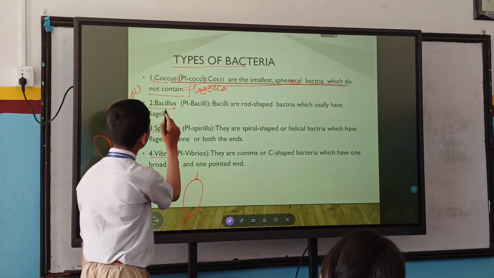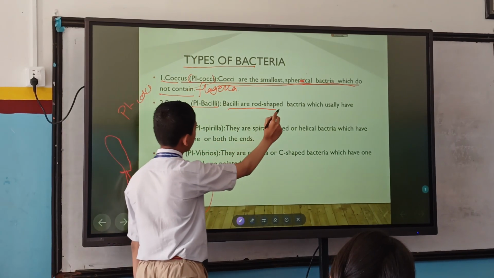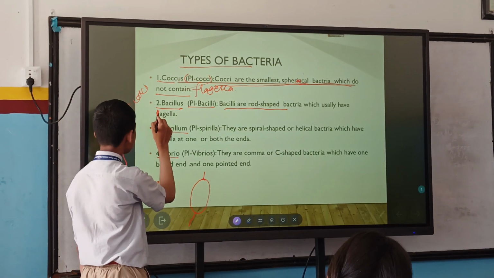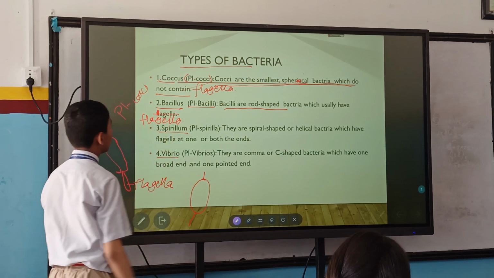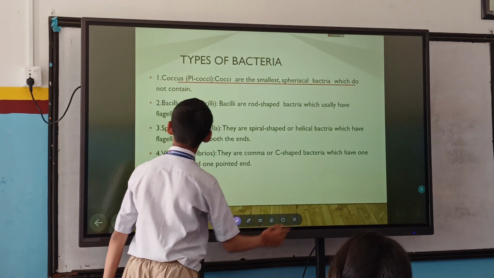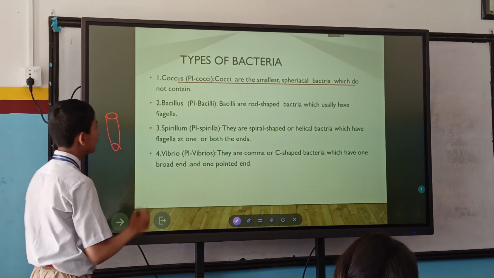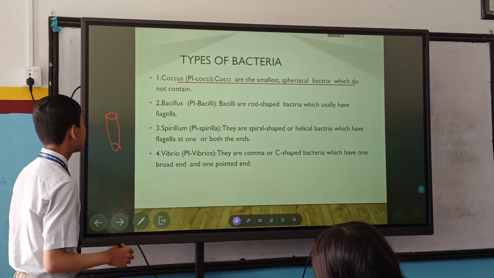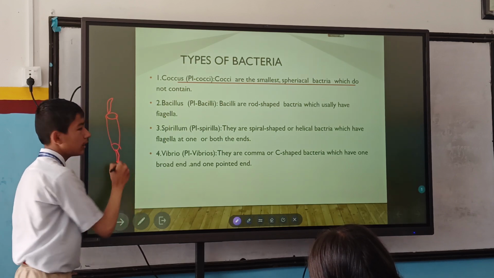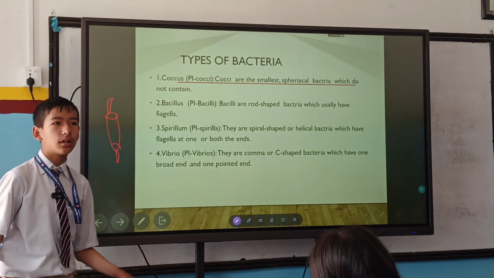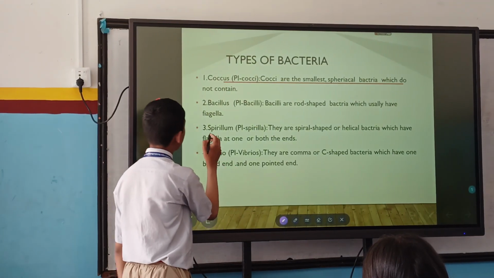Next is bacillus, plural bacilli. Bacilli are rod-shaped bacteria which usually have flagella. Rod-shaped means they are in this shape, and they might have flagella. Flagella is a thin thread-like structure that is found at the top or the lower part of the bacteria.